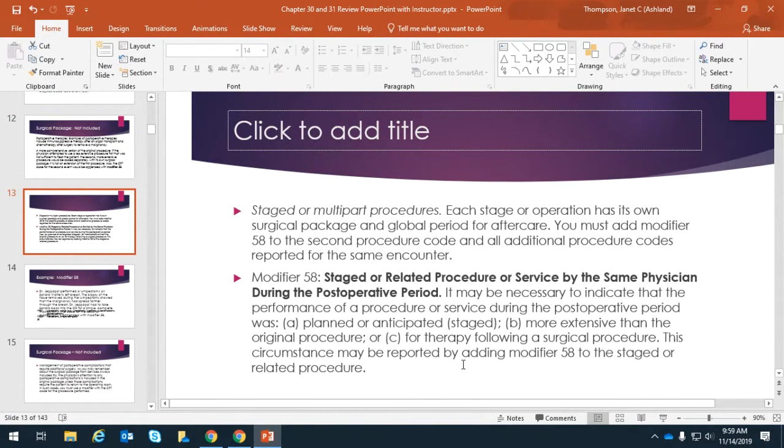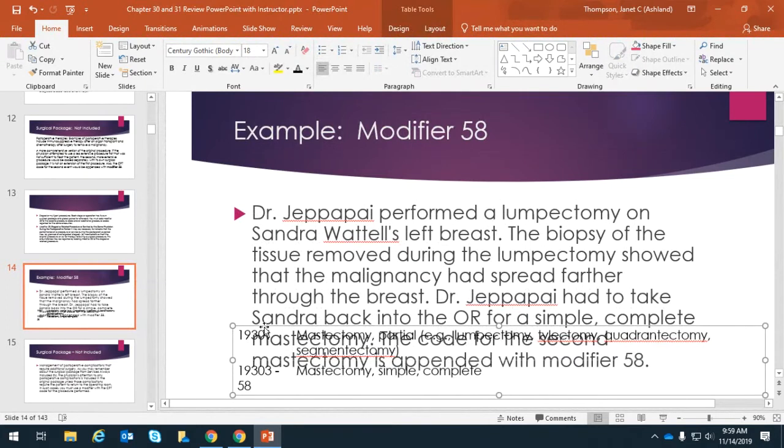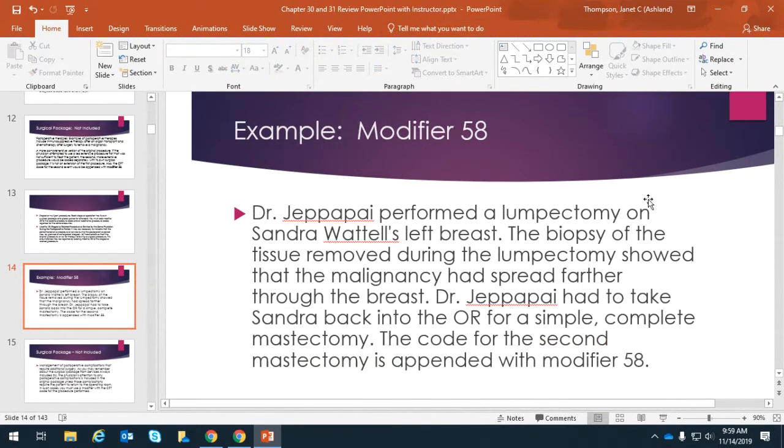So staged or related procedure by the same physician during a postoperative period. Let's look at the example here. Where do these mastectomy codes come from?